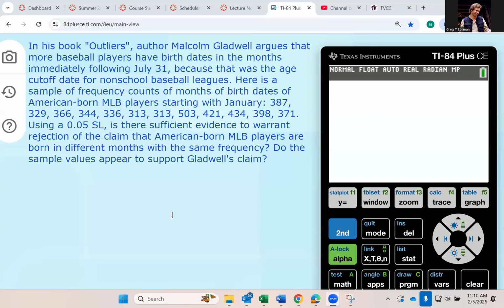In his book Outliers, author Malcolm Gladwell argues that more baseball players have birth dates in the months immediately following July 31st because that was the age cutoff date for non-school baseball leagues. Here's a sample of frequency counts of months of birth dates of American-born MLB players starting on January. So, 387, that's how many in January, 329, that's how many in February, and so on. Using a .05 significance level, is there sufficient evidence to warrant rejection of the claim that American-born Major League Baseball players are born in different months with the same frequency?